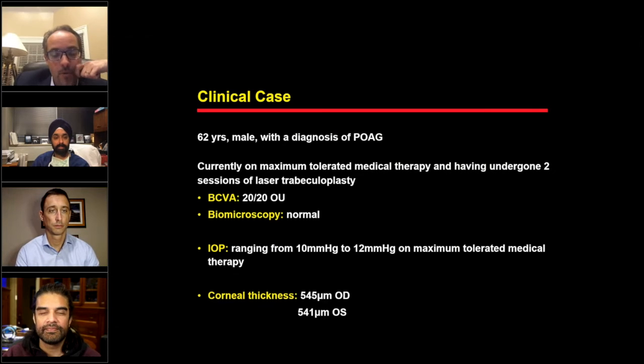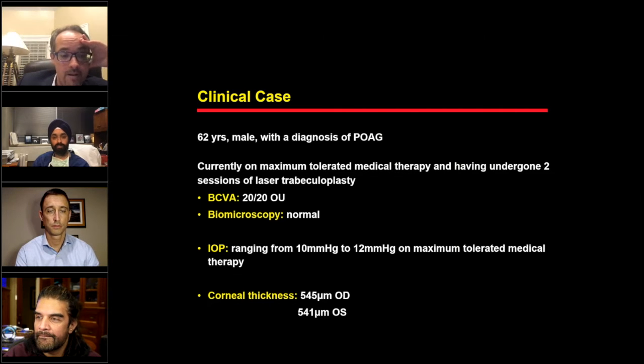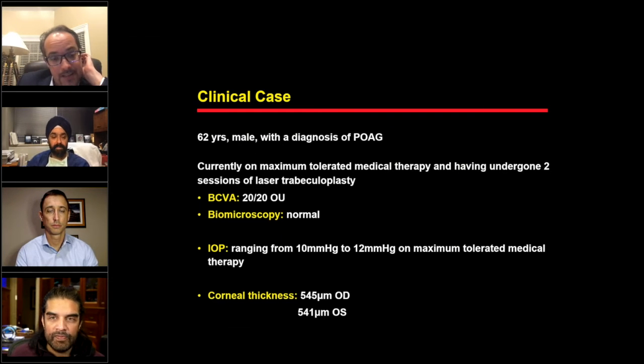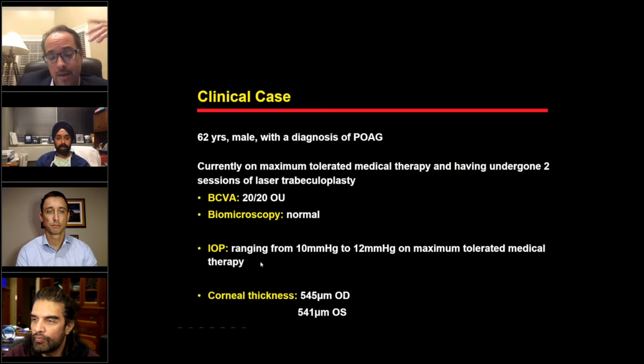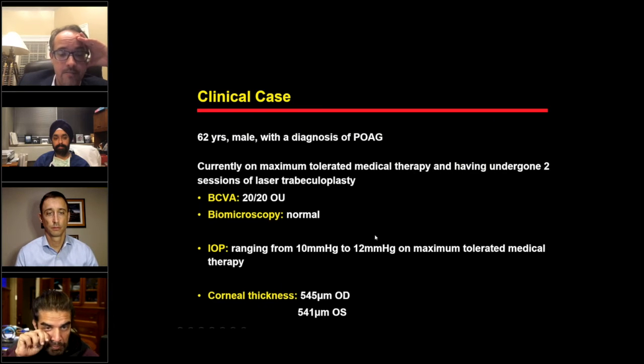And this is an interesting case. It illustrates corneal hysteresis as a risk factor in glaucoma. This is actually a patient of mine that I saw back when I was still in San Diego. And this is a 62-year-old male. He had a diagnosis of primary open-angle glaucoma and had been treated over time with medication and laser trabeculoplasty, and had pressures always on the low side, in the low teens, on maximum medical therapy.